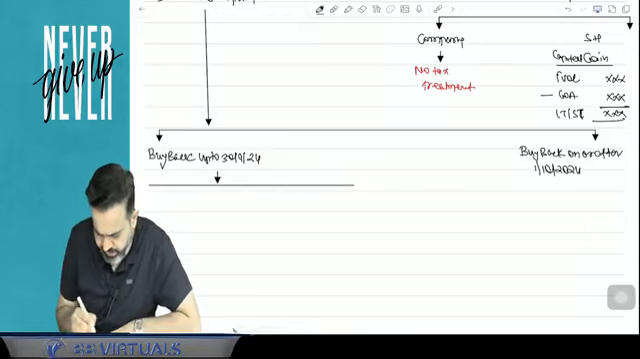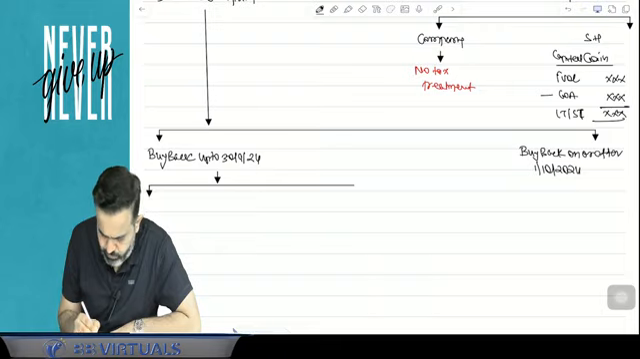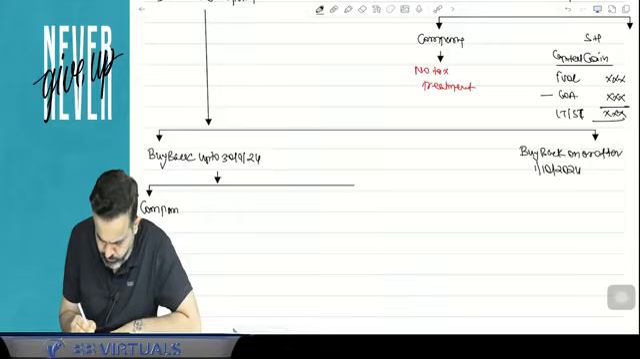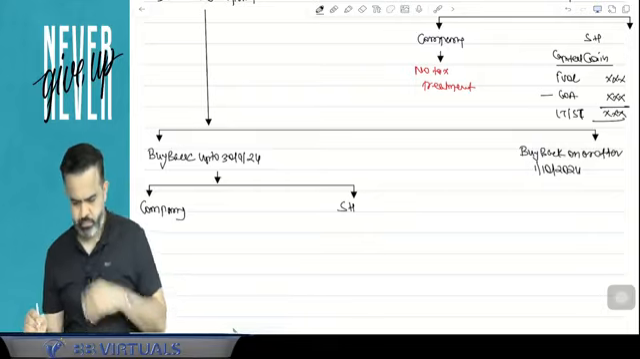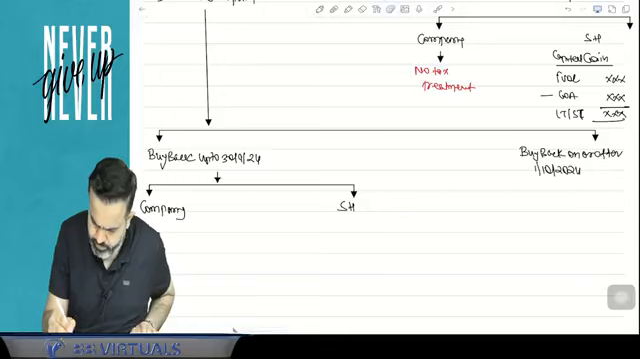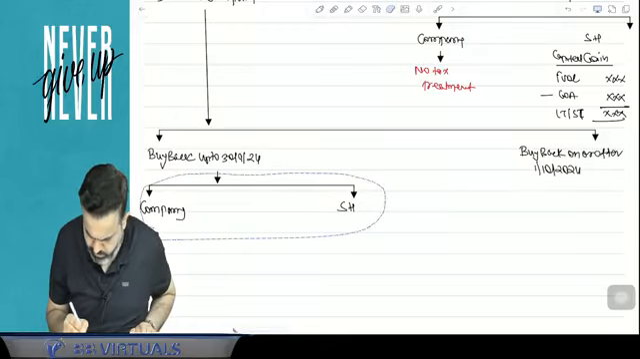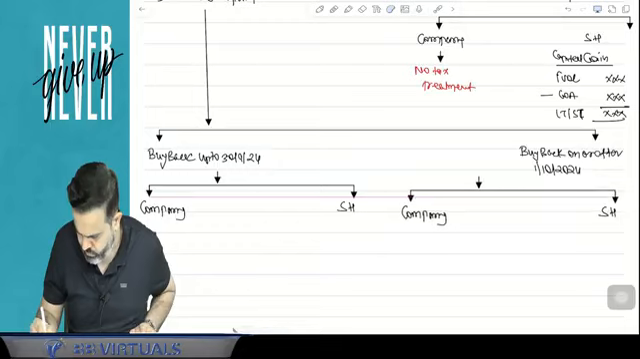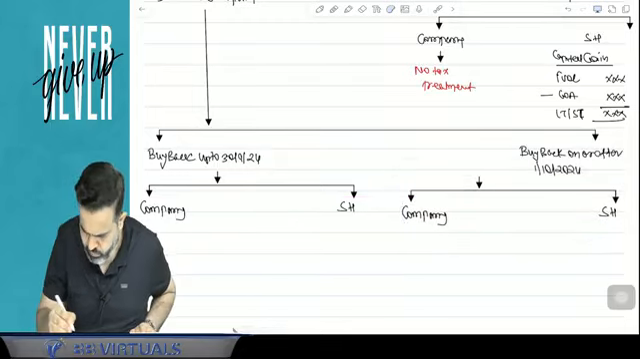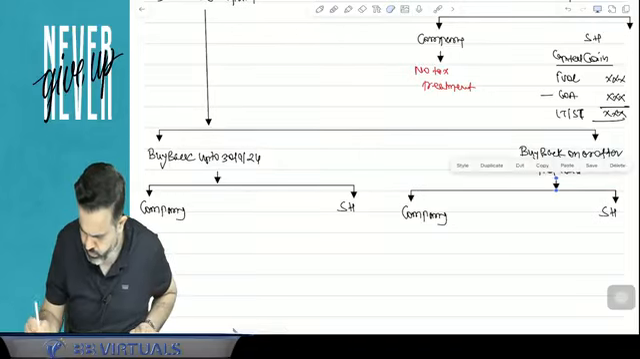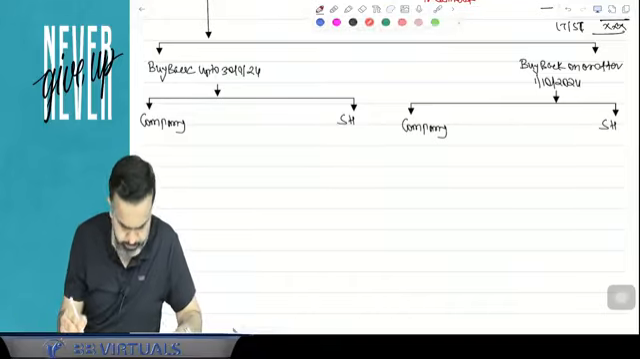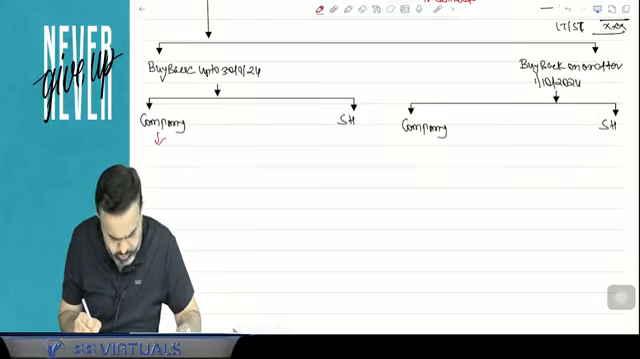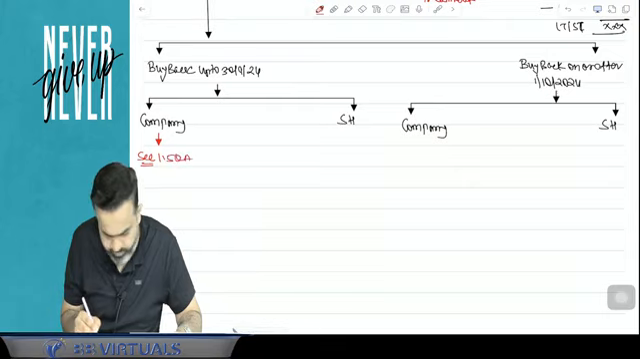So guys, if there is a buyback till 30th September, then in the hands of the company there is a tax. But in the hands of the shareholder, it is exempted. So first is the buyback up to 30th September 2024. Then I can say that in the hands of the company, section 115QA applies.